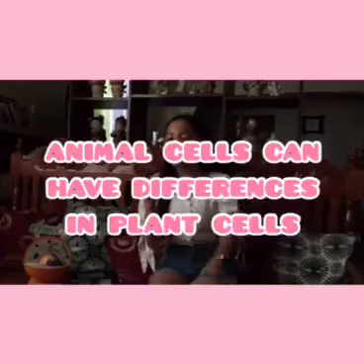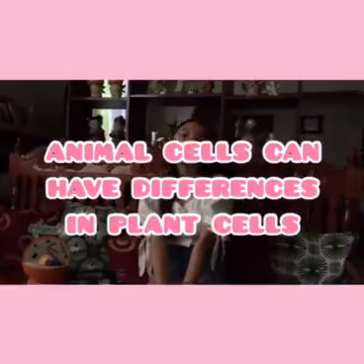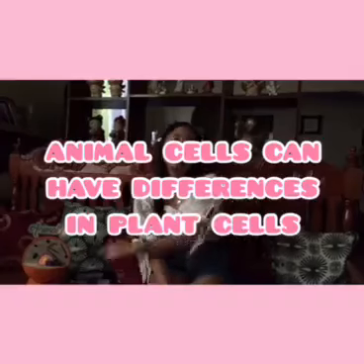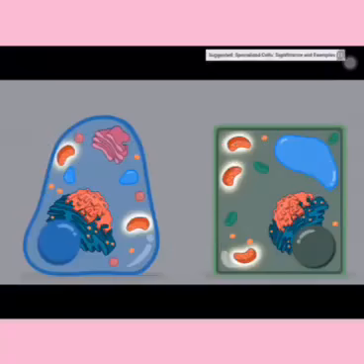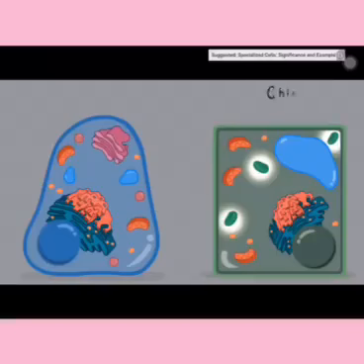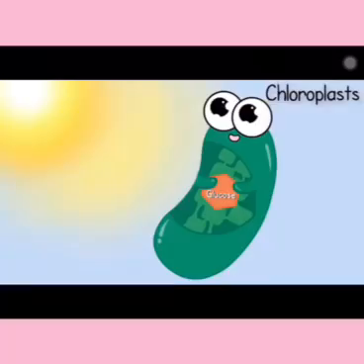So, animal cells can have differences from plant cells. Plant cells not only have mitochondria, but they can also have these awesome organelles called chloroplasts. Chloroplasts actually make glucose by using light energy in a process known as photosynthesis. They tend to even have a green look to them because they have a pigment that captures the light energy and reflects green light.